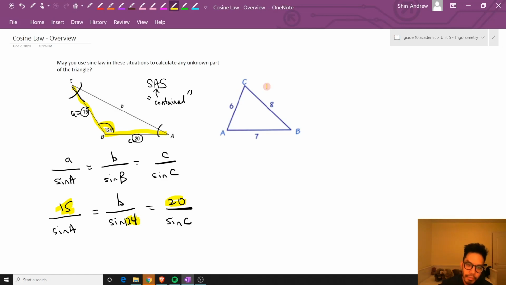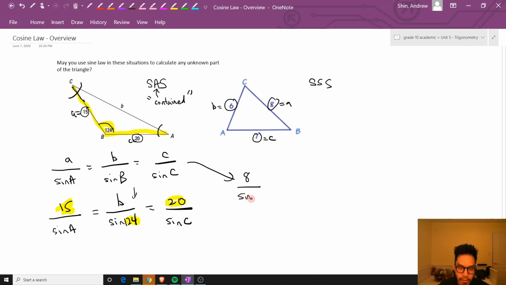Here's another situation. We have not side angle side. In this situation we're given side, side, side. So this is side, side, side. And so if I were to try sine law again, we have across from angle B is side b, across from angle A is small a, and across from angle C is side c. So if I were to write that in, we know side a is going to be 8. We do not know angle A. We know what side b is, which is 6. And c is going to be 7.